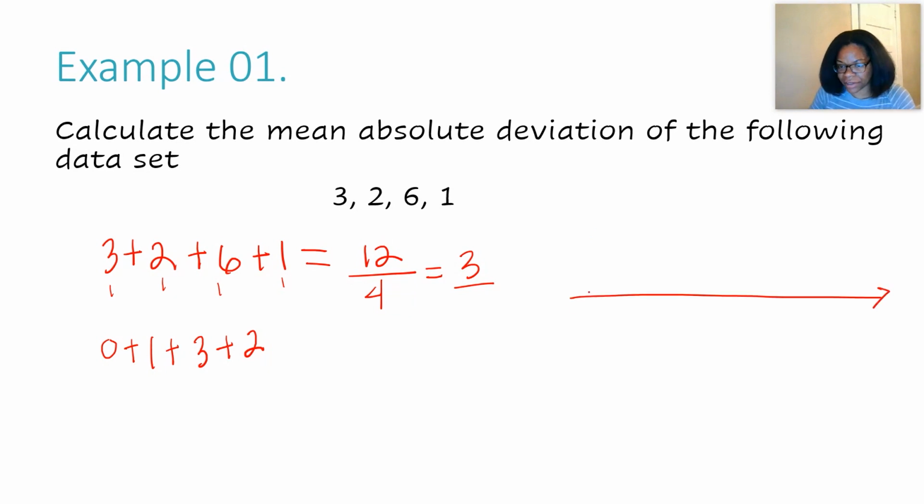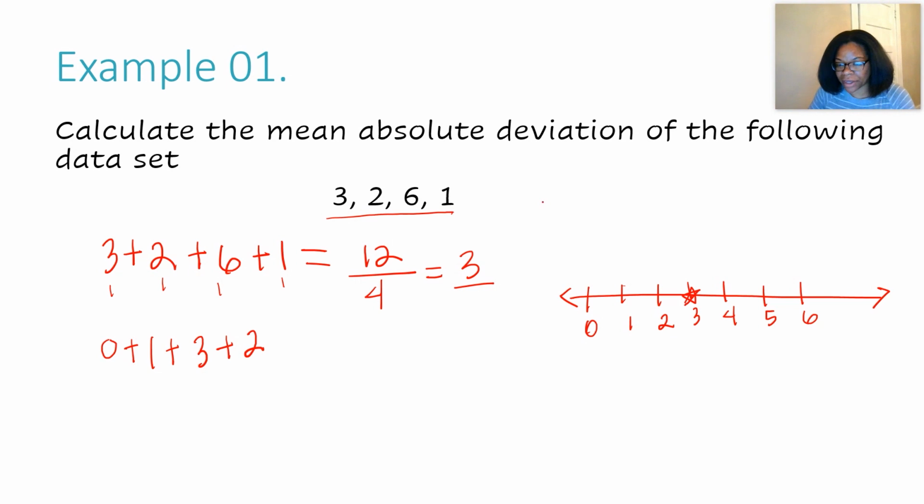Okay, so let's say I have a number line and it's marked starting at 0, and then here's 1, 2, 3, 4, 5, 6. Well, I calculated that my mean is 3. So what I need to do is figure out how far each one of these data points are away from 3. So what I'm going to do is mark these points on the number line, and then I'm going to count how many spaces away those numbers are from my average.